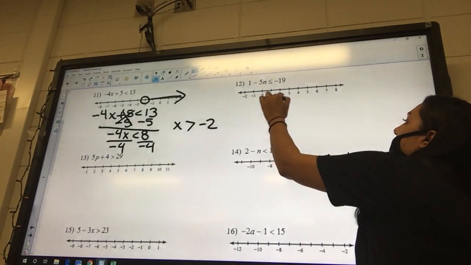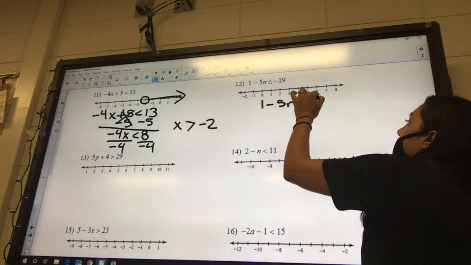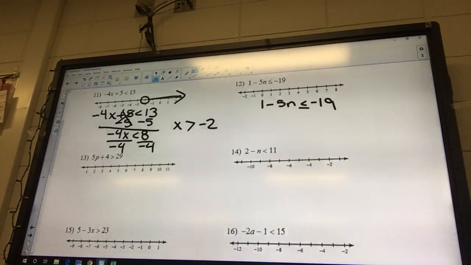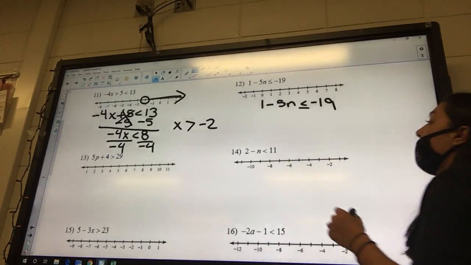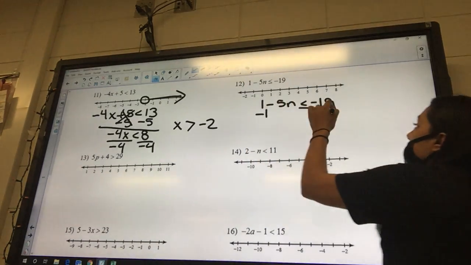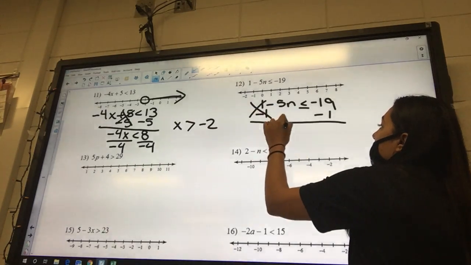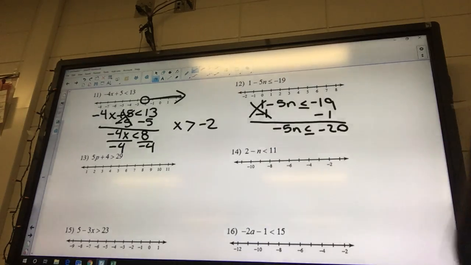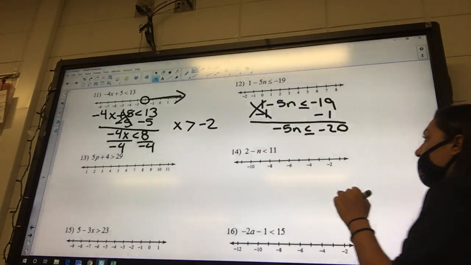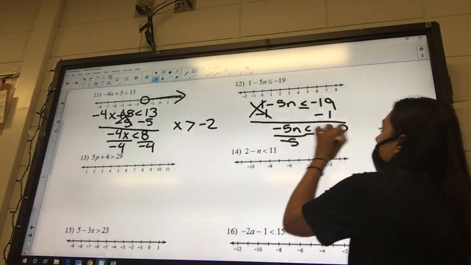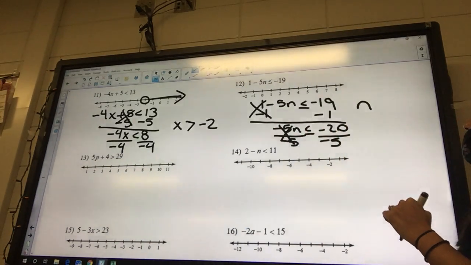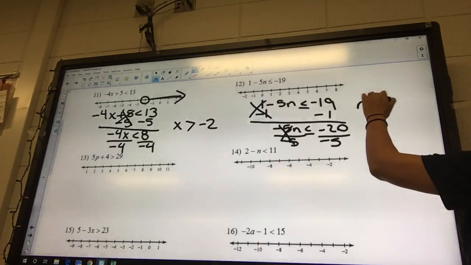Okay, 12, I got 1 minus 5n, less than or equal to negative 19. What do I need to move first? The 1. How do I move it? Subtract both sides by 1. Okay, and what's my last step? Do we need to flip? Yes.